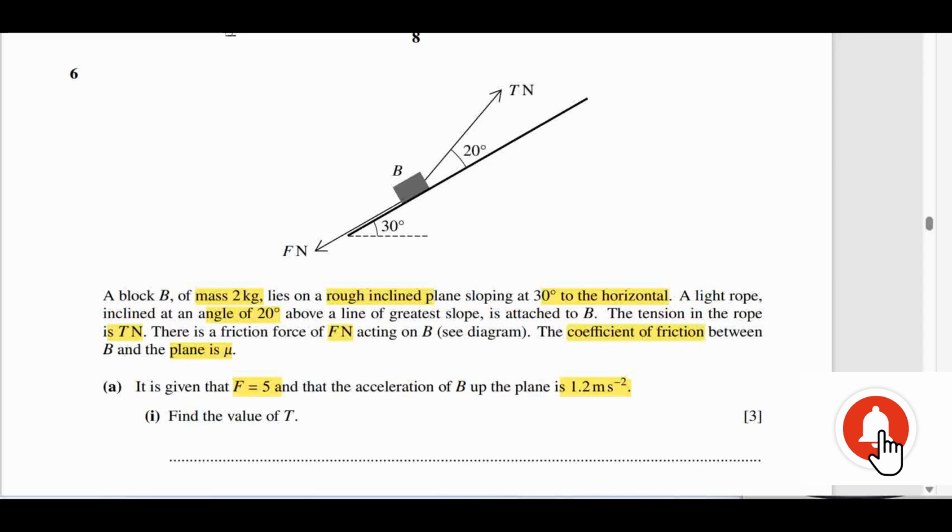Now, as we can see that there is an acceleration. First of all, we will resolve the forces, because we have to find this force. So the vertical component will be equal to T sine of 20 and the horizontal component will be equal to T cos of 20. So, this will be the direction.